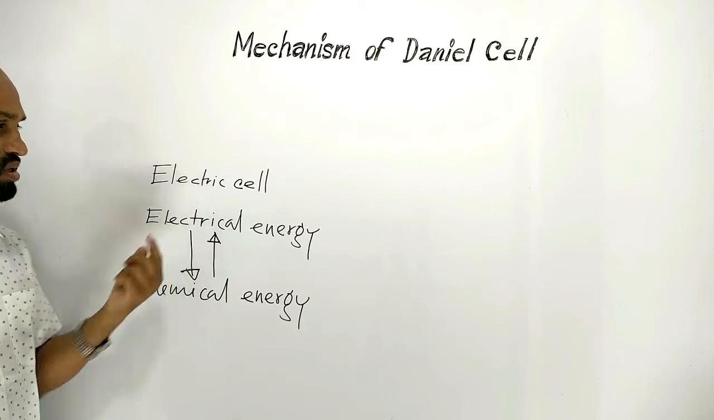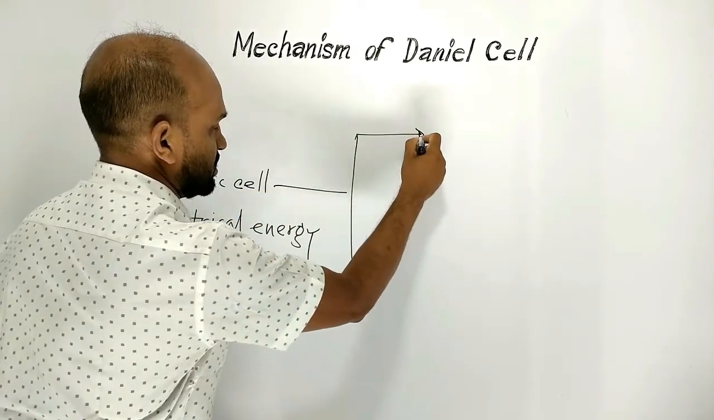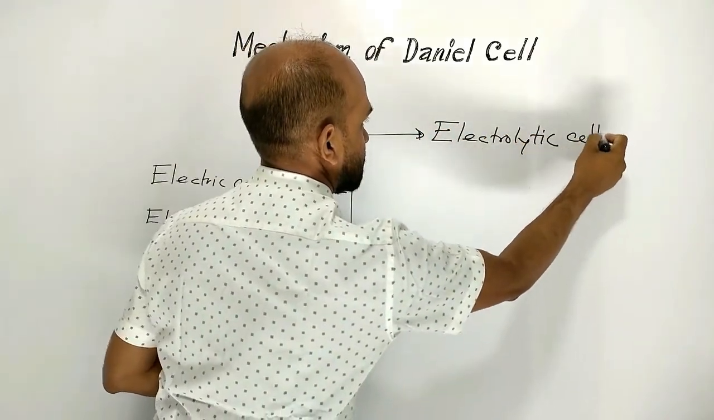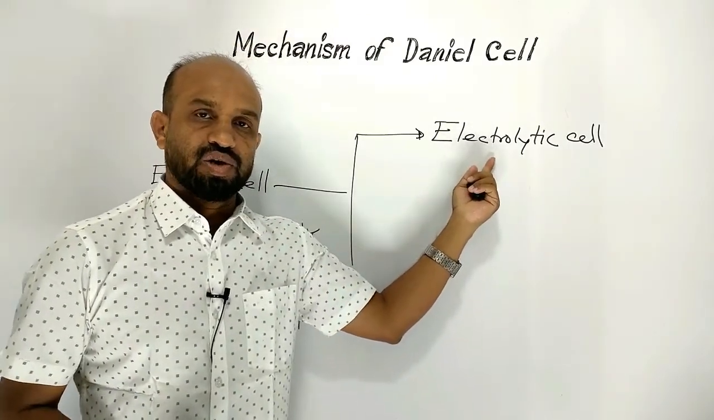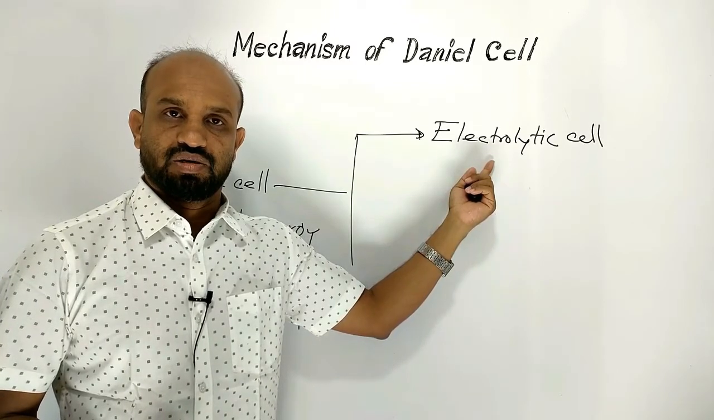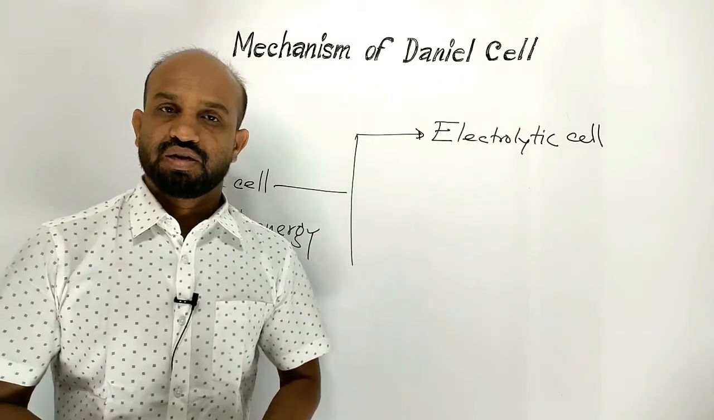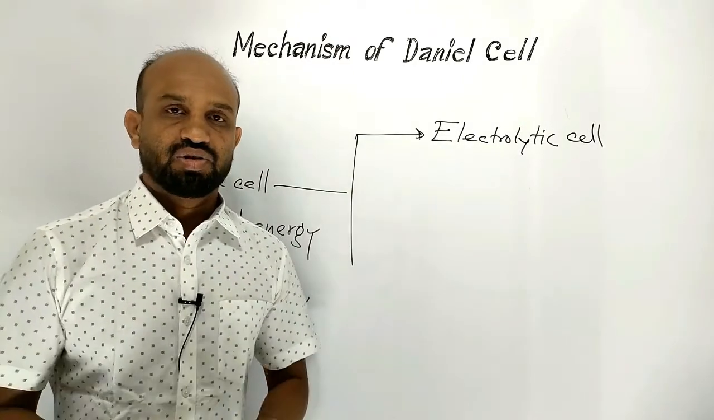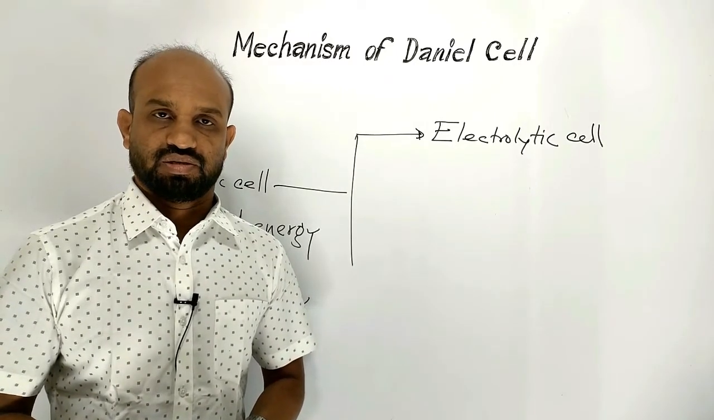Electric cells are of two types. One is the electrolytic cell. An electrolytic cell converts electrical energy into chemical energy, or it is a cell in which electrical energy is used to cause chemical reactions. Electrolytic cells have been discussed in detail in previous lectures.